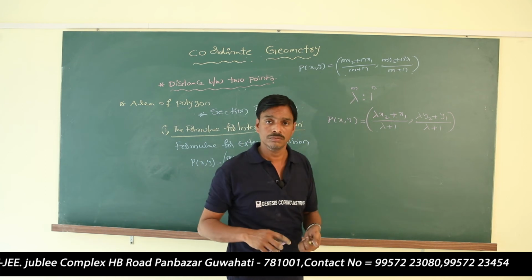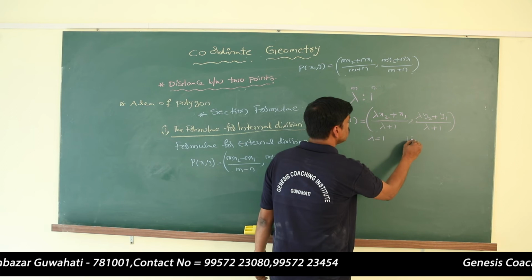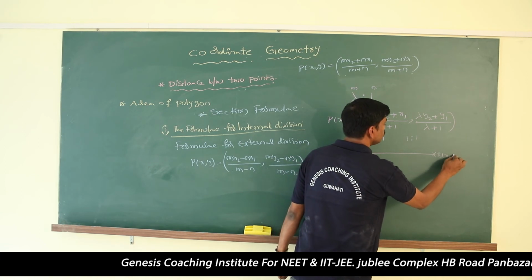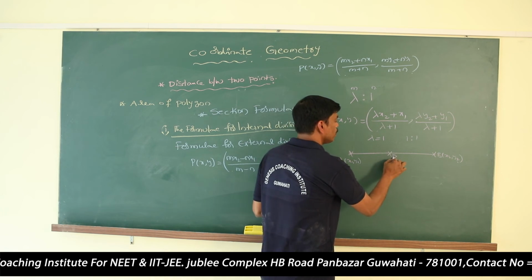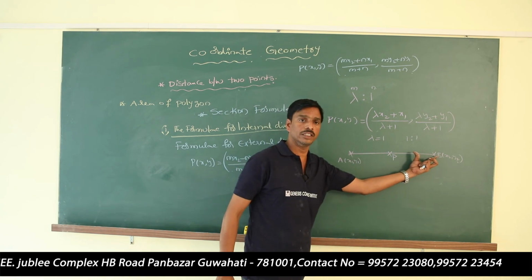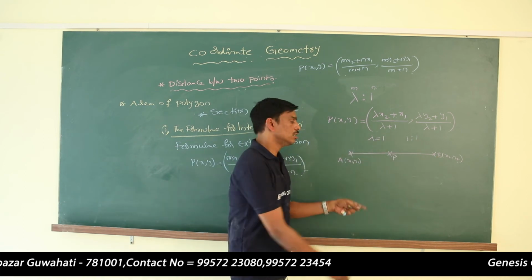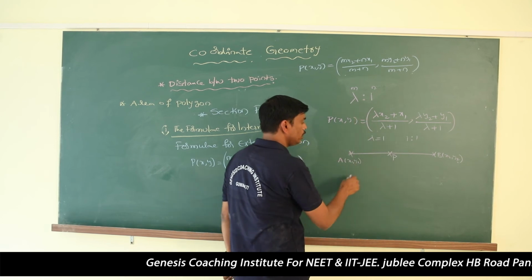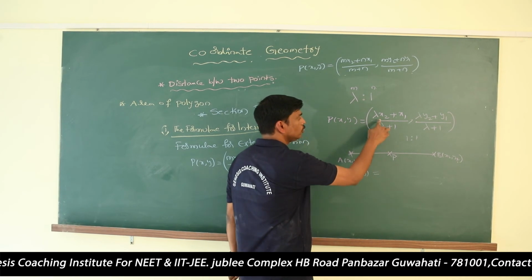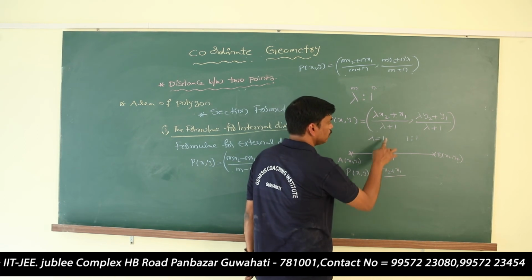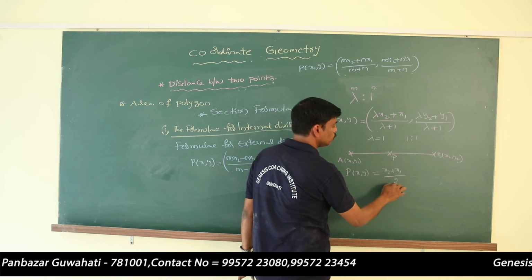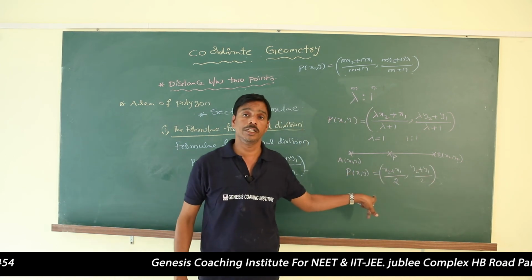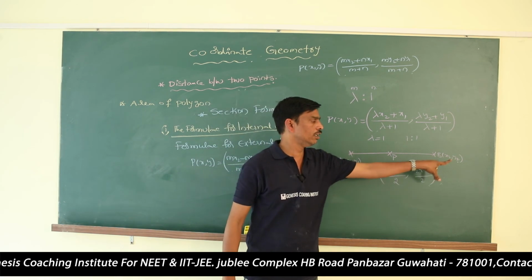Suppose here lambda is equal to 1, that is the ratio 1 is to 1. This is the point A (x1, y1) and this is the point B (x2, y2). Now the point P divides the line segment joining these two points A and B in the ratio 1 is to 1. That means the point P is the midpoint of A and B. Now we substitute lambda equal to 1. We get the point P(x, y) equal to (x2 plus x1) by 1 plus 1, that is 2, comma (y2 plus y1) by 2. So this is the formula to find the midpoint of two points A (x1, y1) and B (x2, y2).